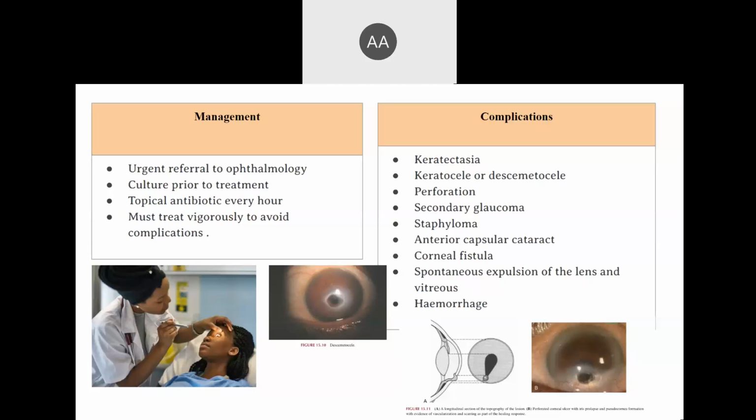You don't say cover with antibiotics only. You have sometimes to cover with antiviral or antifungal. And this is the idea why we do the corneal scraping. We need to find what is the causative agent.